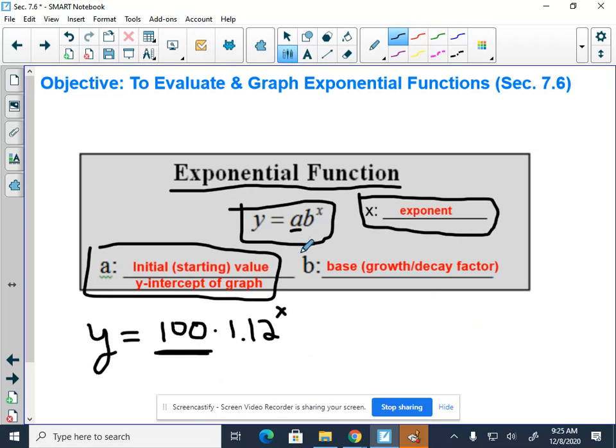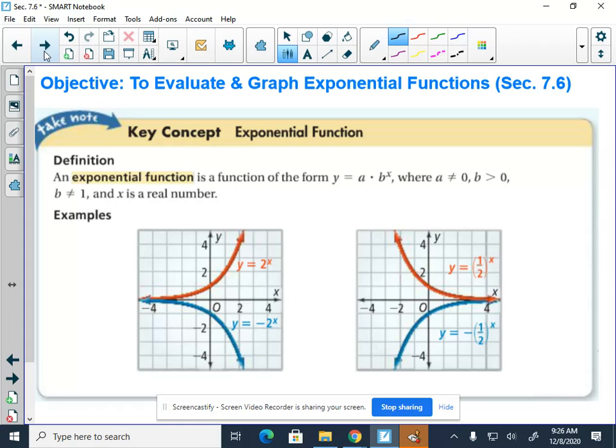Then b is this number, and it's the growth or the decay factor, and we'll talk about that. It's pretty easy. If you look at this, this number is bigger than 1. So anything bigger than 1 grows. Anything smaller than 1 would decay. It would get smaller. And we'll talk about that as we go. But this one would grow by actually 12% every time we put in a different value of x.